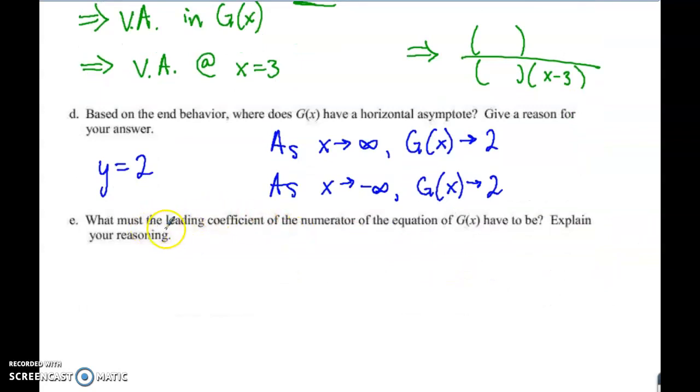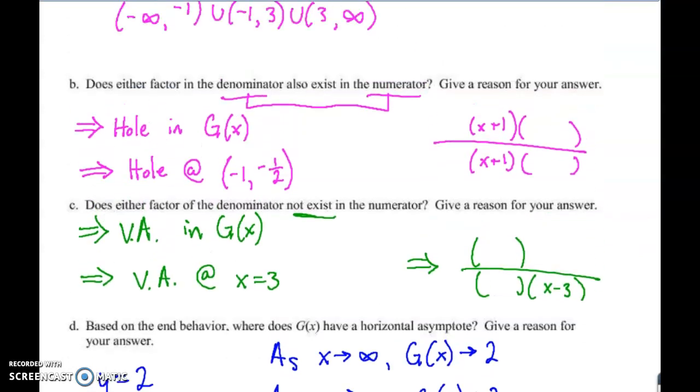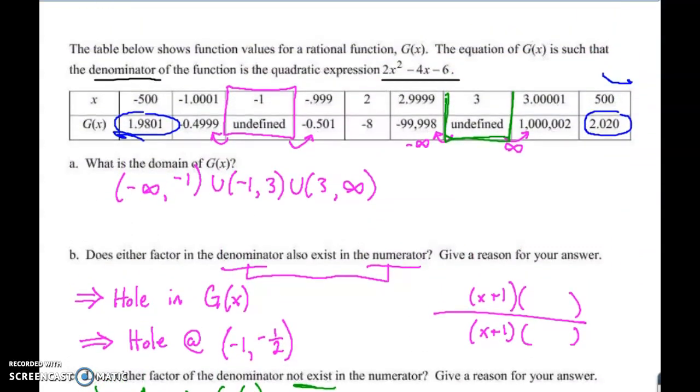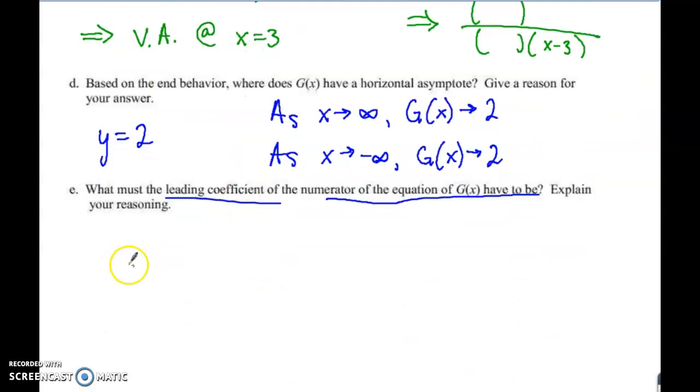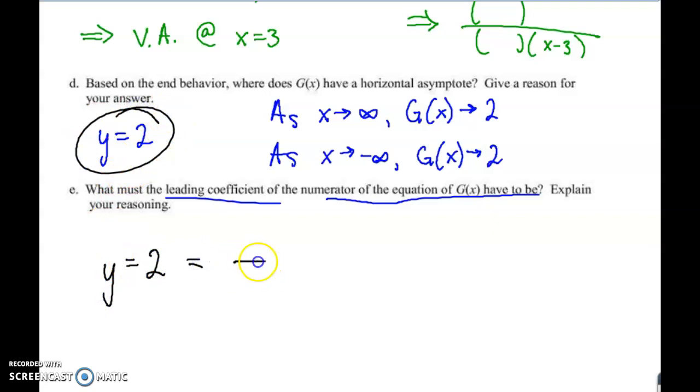So what must the leading coefficient of the numerator of the equation be then? Well, let's look at the bottom piece. Let's switch back. The bottom piece is this, so we have 2x squared minus 4x minus 6. Well, let's go back to this statement. So we have y equals 2, which has to be when you divide your leading coefficients. Remember, the denominator is this. Well, let's put an a right here, because I don't know what it is yet.